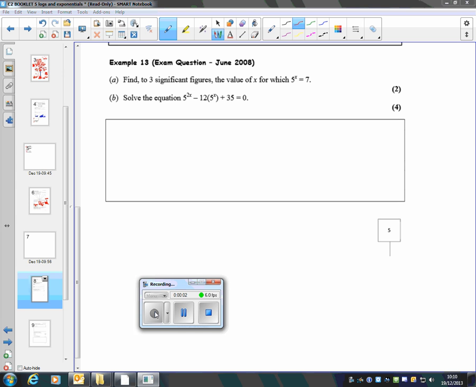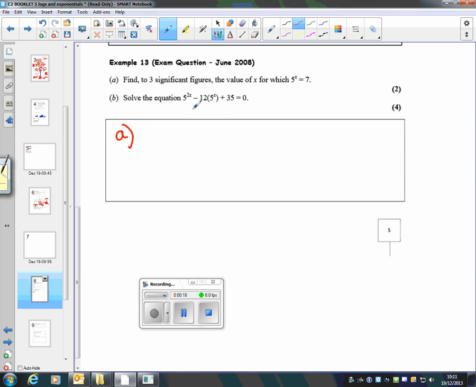C2, exponentials and logarithms, example 13. So this is an exam question. You can see the whole question is worth 6 marks, so you want to be spending sort of 5 to 6 minutes on this question.